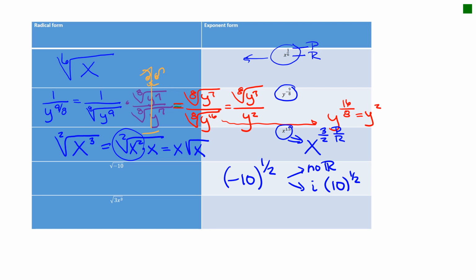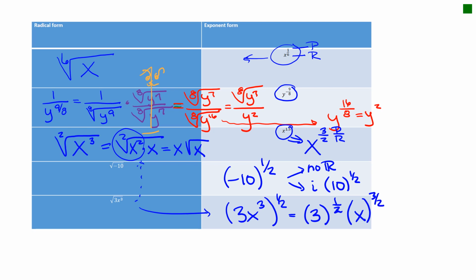This one, we have a 3x cubed underneath. Don't worry about that whole rationalizing thing like we did up there, because all I'm doing is going to exponent form. So I'm taking 3x cubed. The power is 1/2 because it's power over root. So that's 3 to the 1/2 and x to the 3/2.